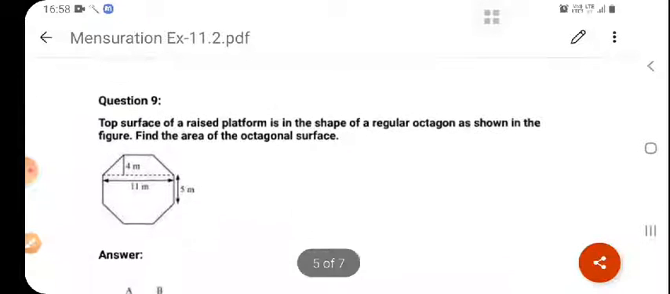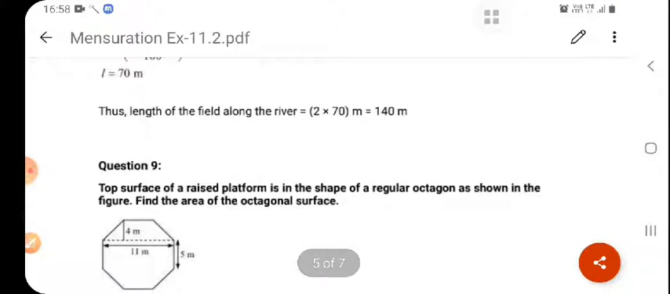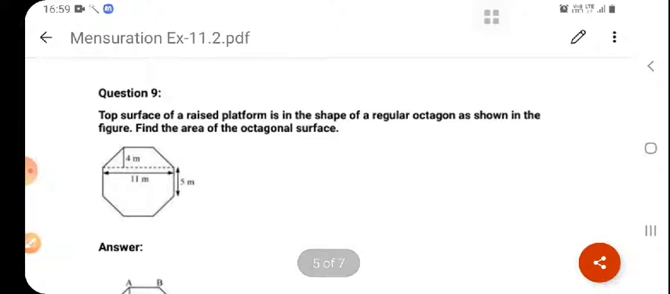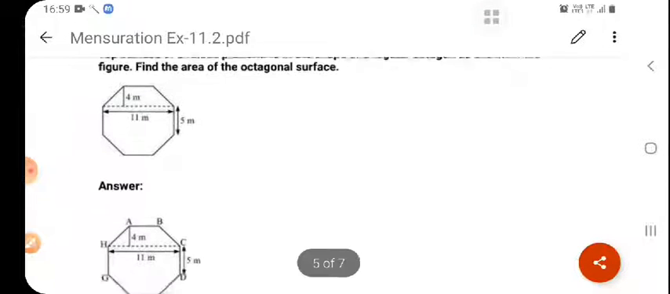This is the length of the field along the river. Along the river is twice the length on the other side, that is 70 into 2, that is 140 meter.